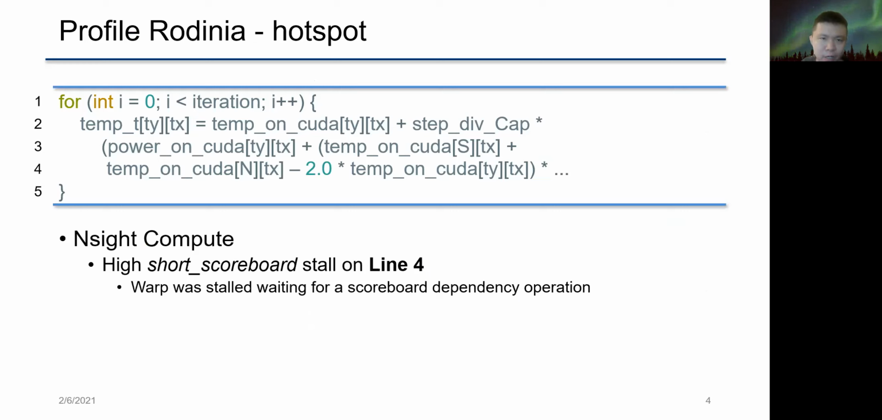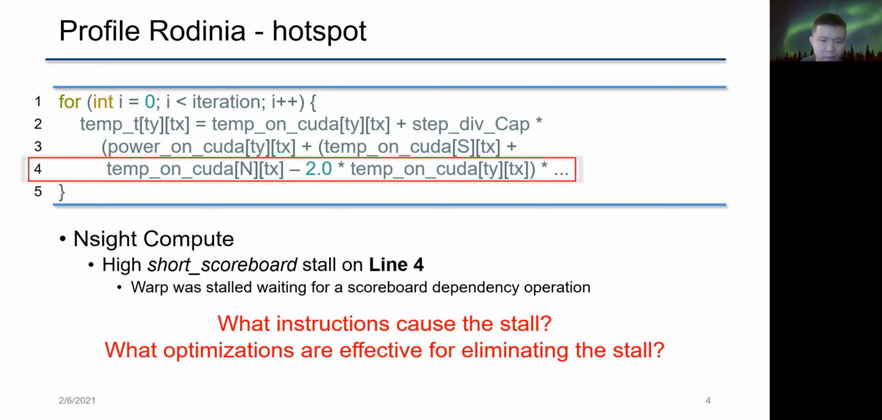To demonstrate the problem, we profiled the hotspot code in the Rodinia GPU benchmark. Nsight Compute tells us there are high short scoreboard stalls on line 4, and it suggests that warps were waiting for a short scoreboard dependency operation. However, it doesn't answer the following 2 questions. First, we don't know what instructions caused the stall. Besides, we don't know what optimizations are effective for eliminating the stall.